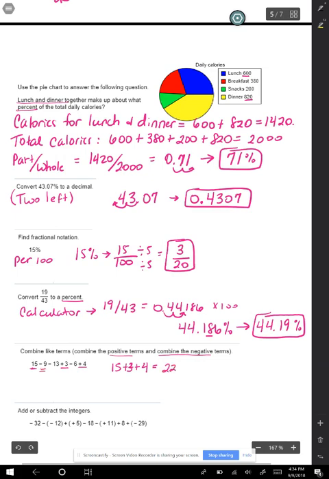And then the negatives are the ones that have a negative sign in front of them or a minus sign. So we have a negative 9, and we're going to add that to a negative 13, and add that to a negative 6. Because when the signs are the same, you add and keep the signs. So we're going to add these 3 negatives, and it's still going to be negative. So when you add that, that would be negative 28.